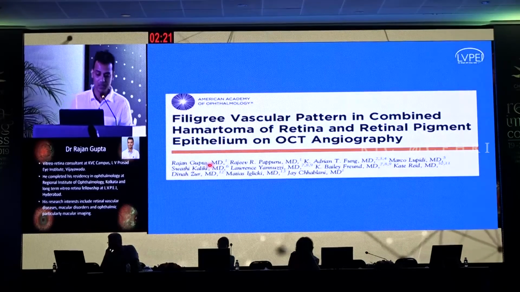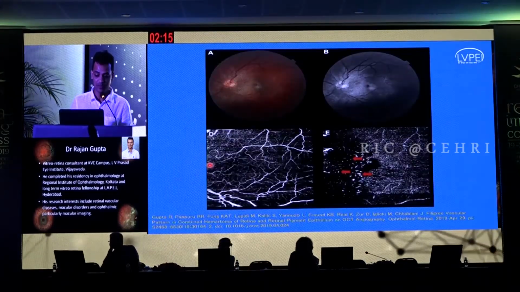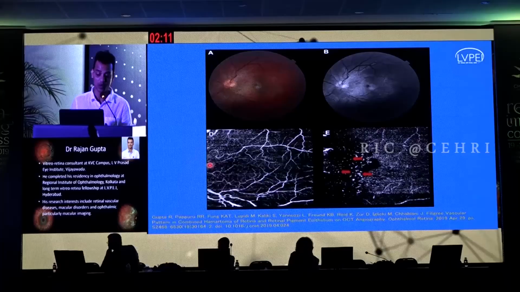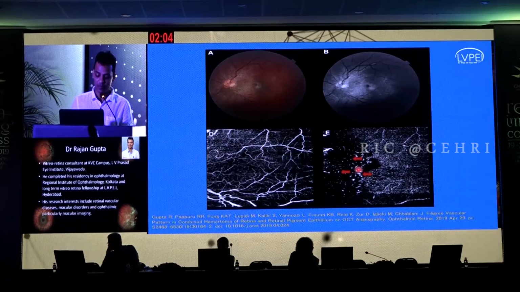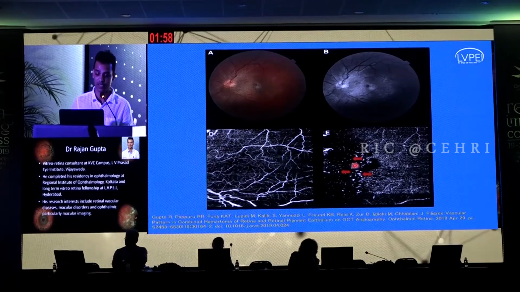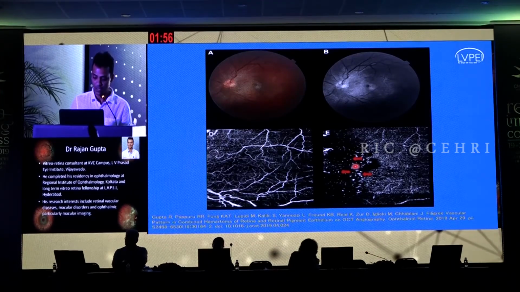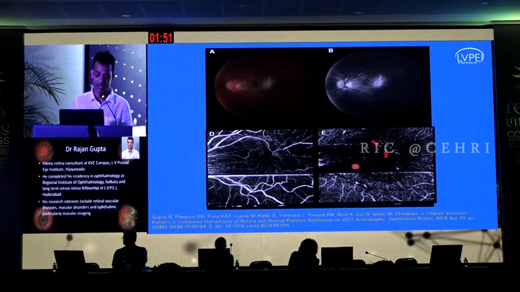So we evaluated the OCTA pattern, the vascular pattern of combined hamartoma on OCT angiography, and we found this filigree pattern of vasculature, which we termed as filigree pattern owing to the vicinity in the deeper capillary plexus. And these were predominantly related and proportional to the amount of pigmentation, thereby proportional to the extent of disorganization seen on the OCT. And these were barely traceable in the macular cases.